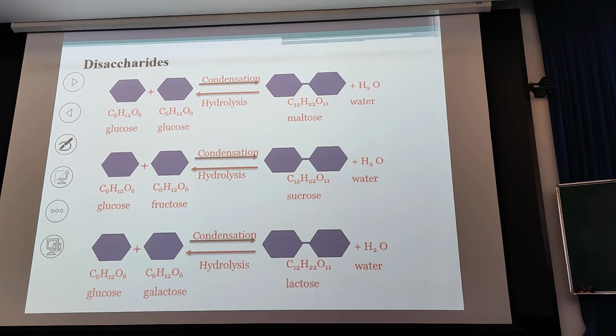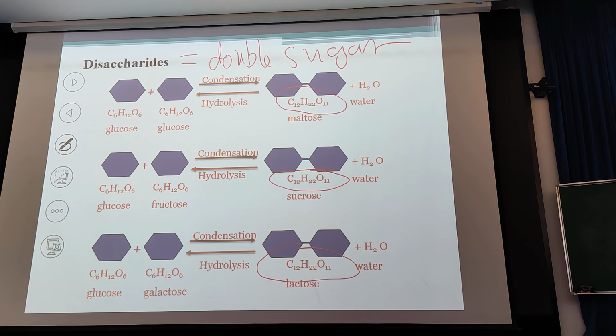And here the disaccharides: they are formed from two monosaccharide molecules combined together with the elements of a water molecule. The general formula of a disaccharide is C12H22O11. Glucose plus glucose, we have maltose. Glucose plus fructose, we have sucrose. And glucose plus galactose, we have lactose, okay? They are also called double sugars, okay? Đường đôi. Disaccharides are double sugars.